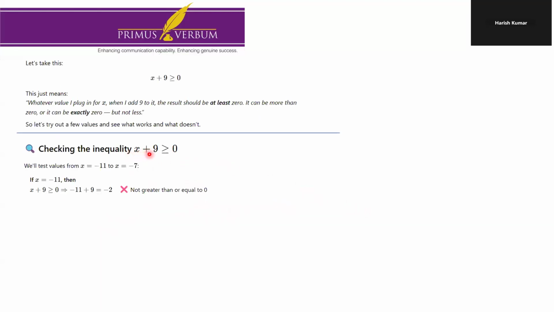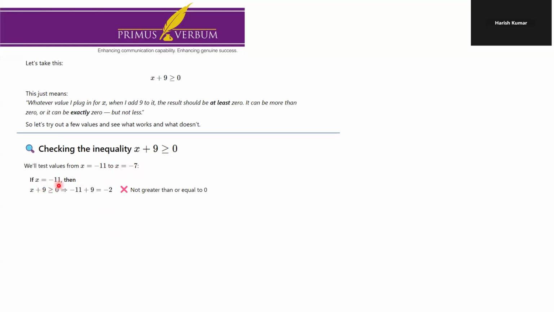So checking the inequality x plus 9 greater than or equal to 0, we will test values from x is equal to minus 11 to x is equal to minus 1, which was the same range of values we tested for the previous inequality, namely x plus 9 greater than 0. Now, for this inequality too, we will test for the same range of values.